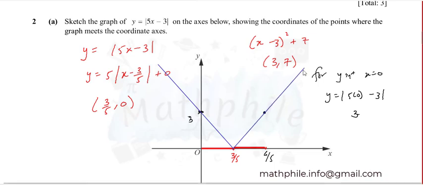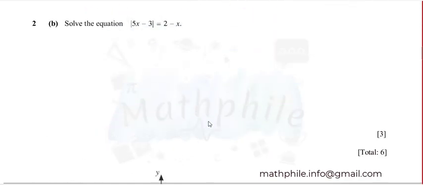So there's one method of sketching the modulus graph, and I'll stick to this method instead. Let's see if there are more questions to answer. Yeah, question number 2b. You have to solve this equation. Again, there are two ways to solve this one. Either you introduce a plus or minus, or you square both sides.